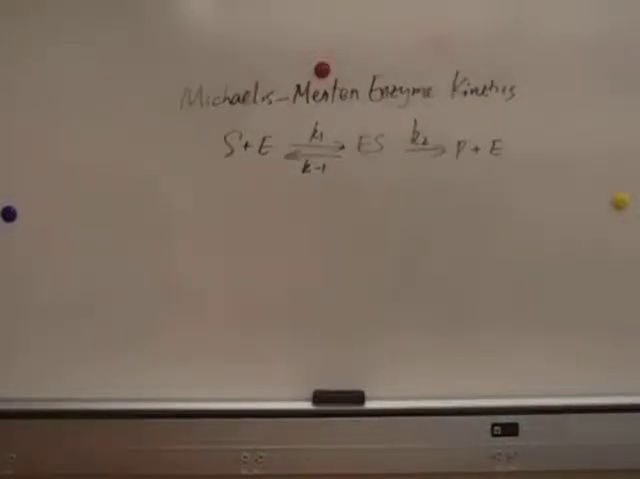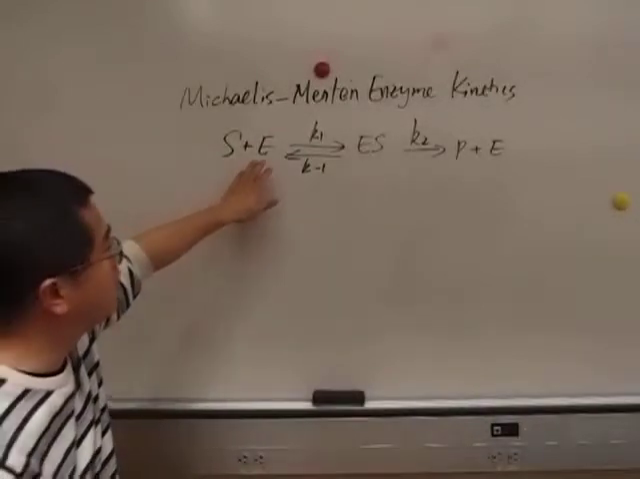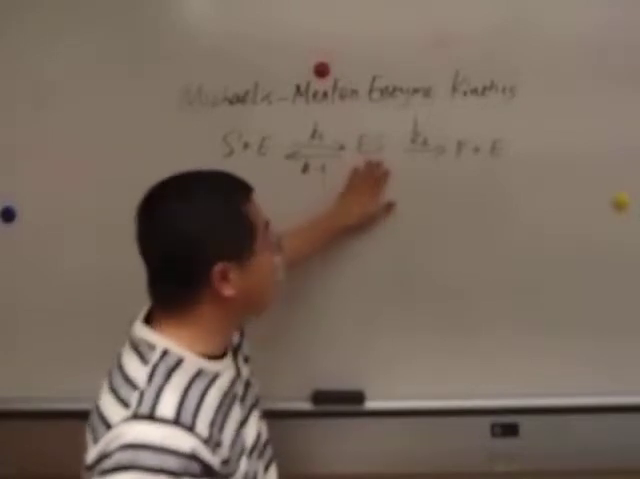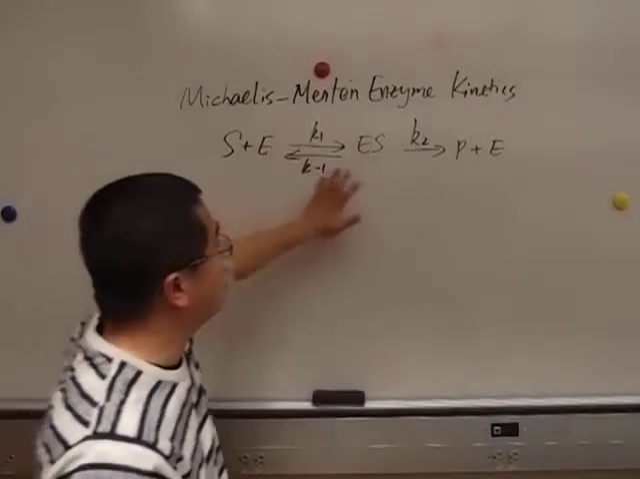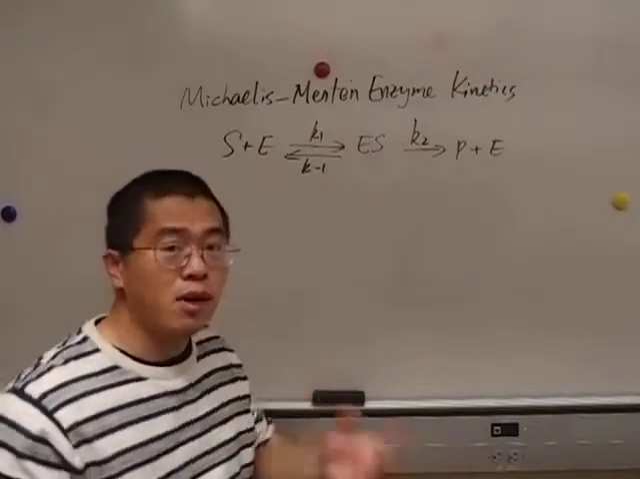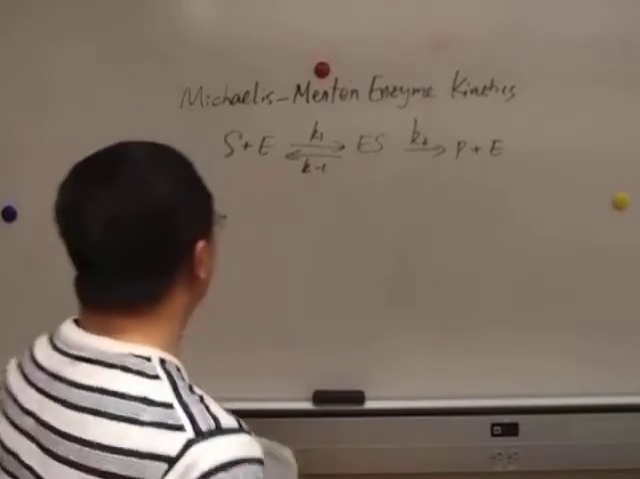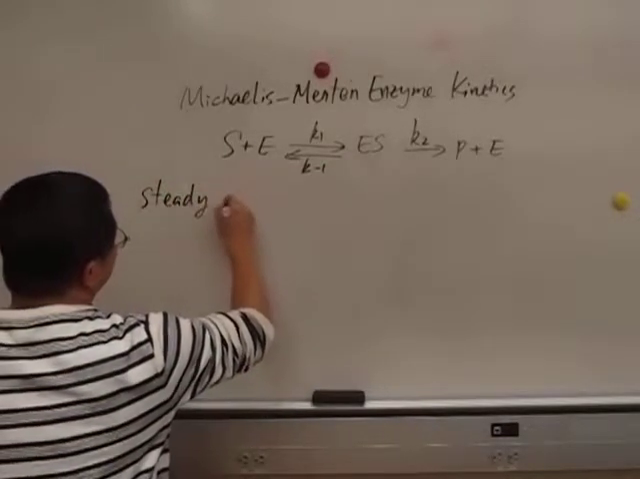I will be deriving the Michaelis-Menten enzyme kinetics in this video. In this mechanism, S is the substrate or reactant, E is the enzyme, ES is the enzyme substrate complex, P is the product. ES is involved in 3 elementary reactions, and if we can assume this ES is highly unstable, we'll be able to apply this steady state approximation.